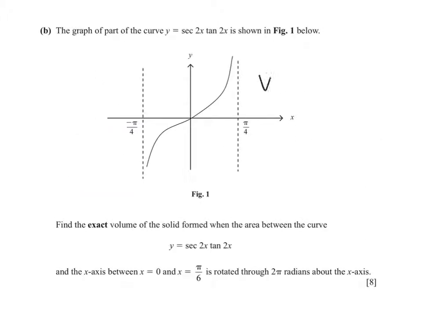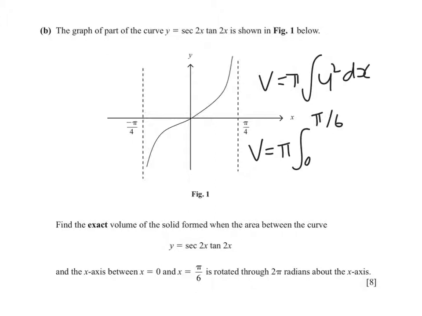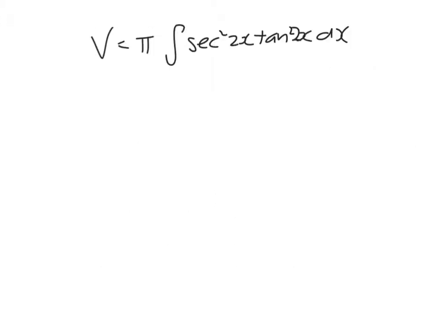Volume of integration is pi times the integral of y squared dx. So we want to evaluate the integral from 0 to pi over 6 of sec squared 2x tan squared 2x with respect to x. There's a number of ways to do this integral.